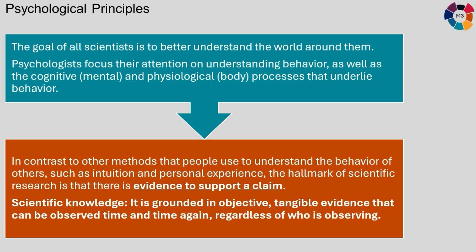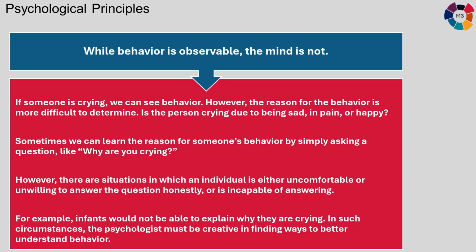Psychologists focus their attention on understanding behavior, as well as the cognitive or mental and physiological or body processes that underlie behavior. In contrast to other methods that people might use to understand the behavior of others, such as intuition and personal experience, the hallmark of scientific research is that there is evidence to support a claim. Scientific knowledge is grounded in objective, tangible evidence that can be observed time and time again, regardless of who is observing. While behaviors are observable, the mind is not.